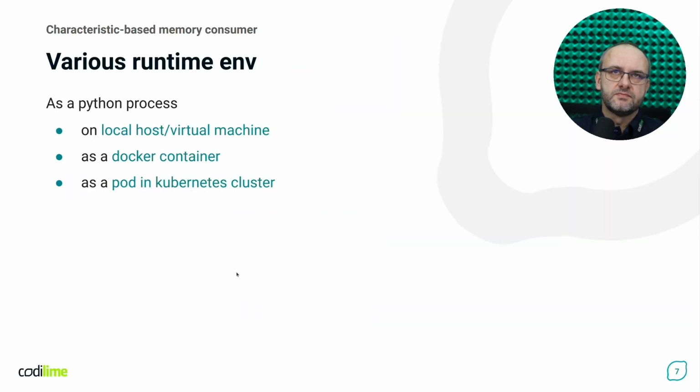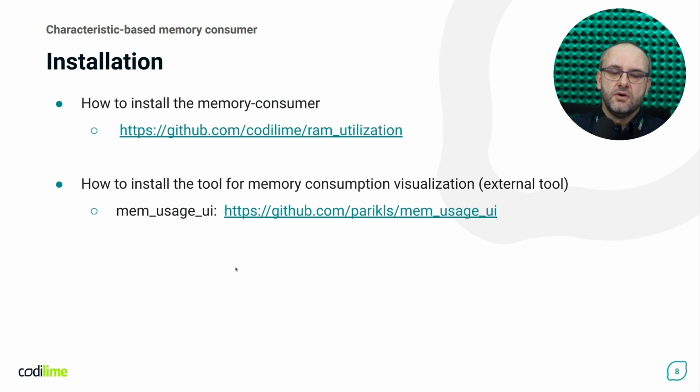How to use the tool? As a Python process, it can be executed on localhost, on a virtual machine, also as a Docker container, and as a pod in a Kubernetes cluster. First of all, we need to clone our public repository, and also we recommend using an external tool. You have the link here. It is called MEMUsage UI, which could simply draw a chart showing how our process is consuming memory in real time.